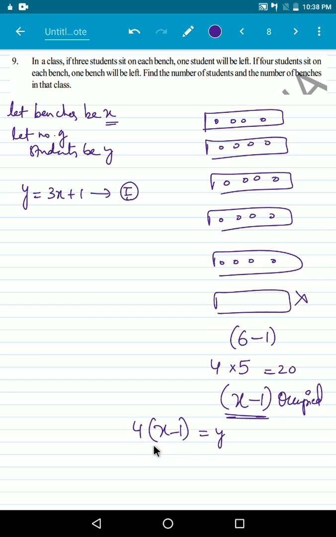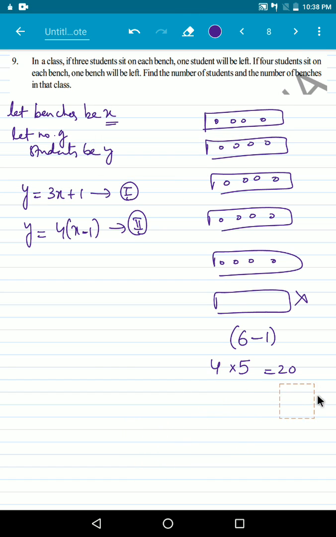Same thing here, see, we wrote this as 6 minus 1. We took 6 benches here. So in place of x, it is 6 in this case. I hope you understood this. The second equation will be y is equal to 4 into x minus 1. So this is our second equation. I hope this is clear.